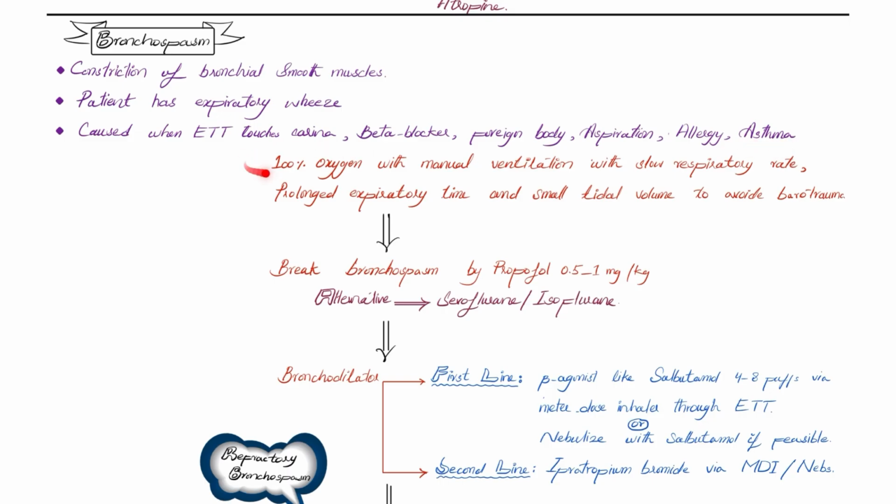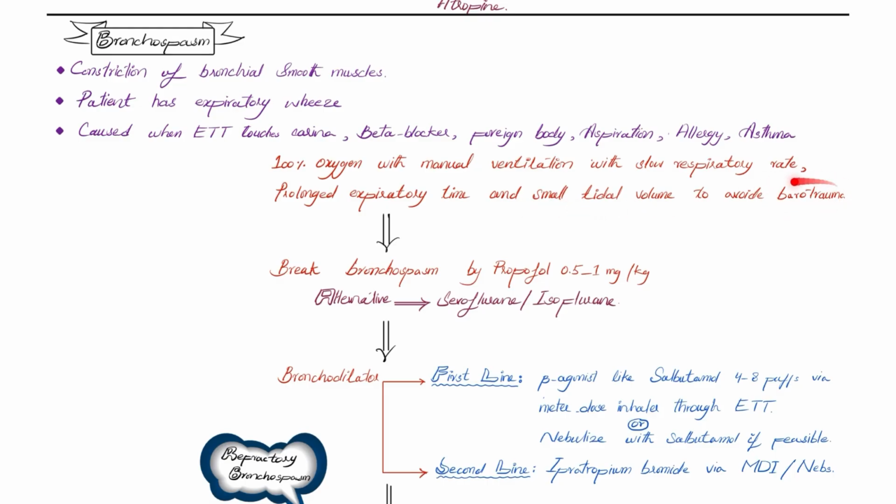First thing that you have to do is call for help, and during that you have to give 100% oxygen with manual ventilation. Remember that there is a slight difference in the management of bronchospasm and laryngospasm. Here you give manual ventilation with slow respiratory rate, prolonged expiratory time and small tidal volume to avoid barotrauma.